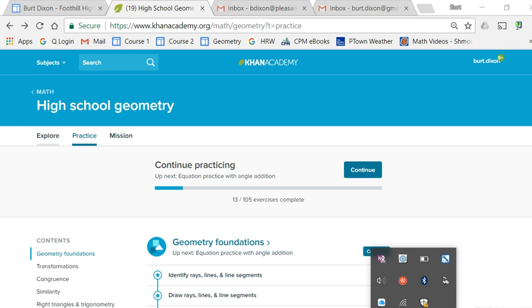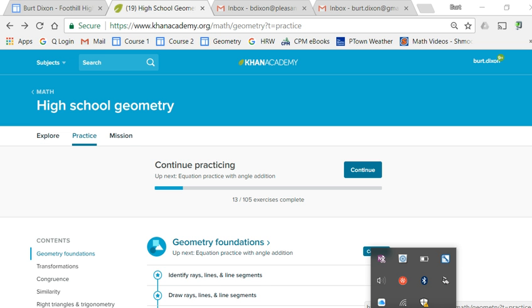One thing to make sure of when you're on the home screen is, first of all, that it says the course that you're in. This one is high school geometry, or you might be in high school algebra 2 or something like that. So make sure you're in the right course. Here I've got three different options: explore, practice, and mission.